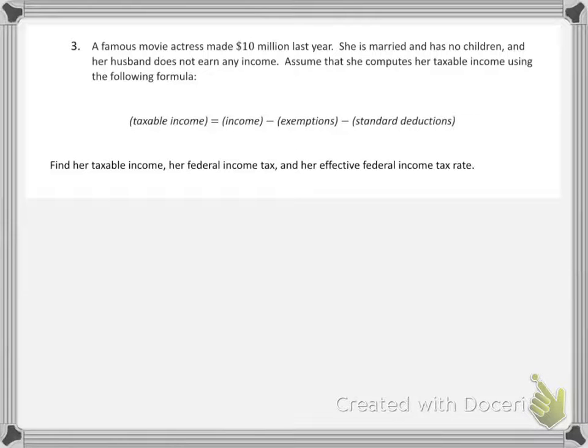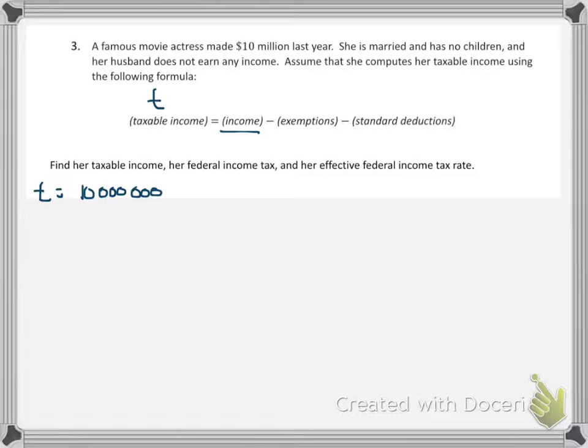The taxable income is the amount of money that you make minus any exemptions and deductions. So we're going to first calculate that. I'll call that T, taxable income. So I'm going to say my taxable income is equal to my income, which is 10 million. I kind of like saying my income is 10 million. Not going to happen, but sounds good.